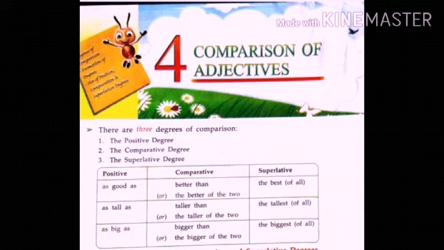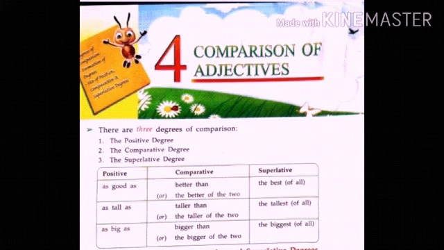The second type of degree of comparison is the comparative degree. In that degree, the comparison is shown by using the word than, and in front of than the comparative degree word is put. For example, better than, taller than, bigger than.